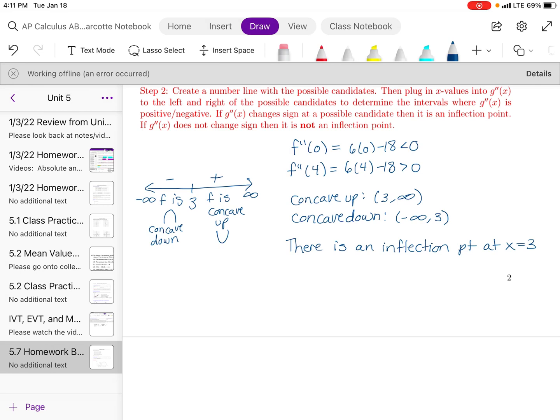All right, so some of you, it seems that you may or may not have forgotten to find local max and minimums or global max and min. Make sure that you are plugging that x value back into the original function to find the corresponding y value. Because if you just say at x equals something, you're just giving the location, you're not giving the full local extrema. So similarly in this case, if I want to know the coordinate of the inflection point, not just the location, then I need to plug 3 back into the original function, and then I will have my inflection point.